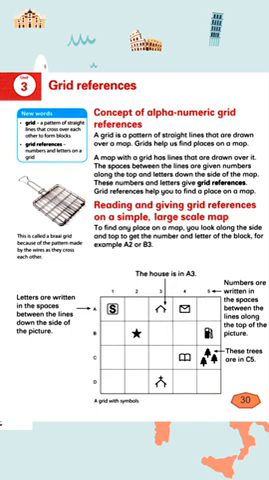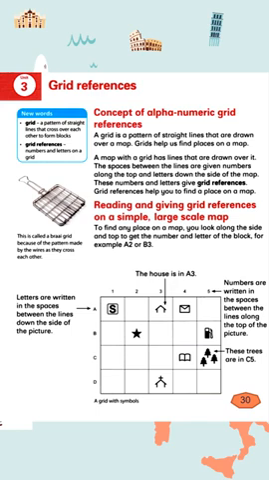A map with a grid has lines that are drawn over it. The spaces between the lines are given numbers along the top and letters down the side of the map. These numbers and letters give grid references. Grid references help you to find a place on a map.